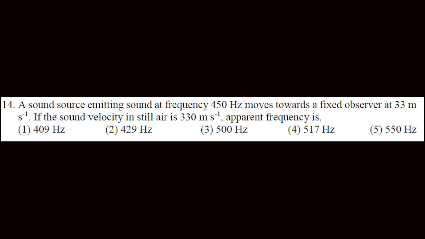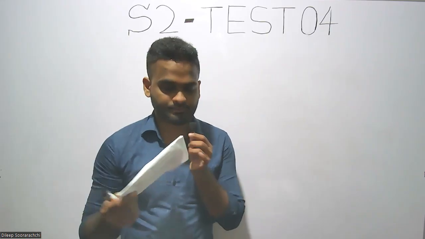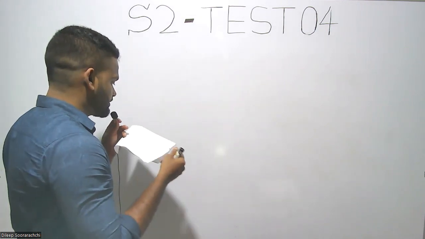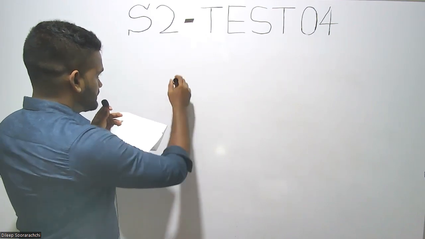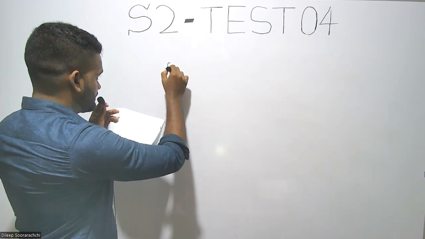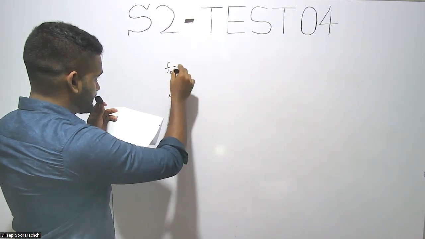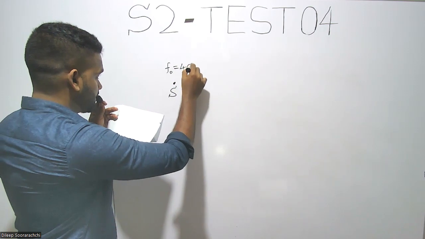14th question. A sound source emitting sound at frequency 450 Hz moves towards a fixed observer at 33 meters per second. If the sound velocity in still air is 330 meters per second, the apparent frequency is? Quickly draw a sketch. So there's the sound source. So the source is emitting. This is the actual frequency of the source, 450 Hz.